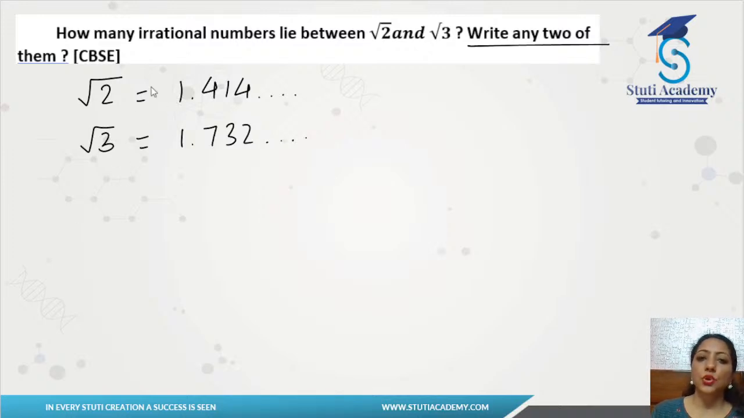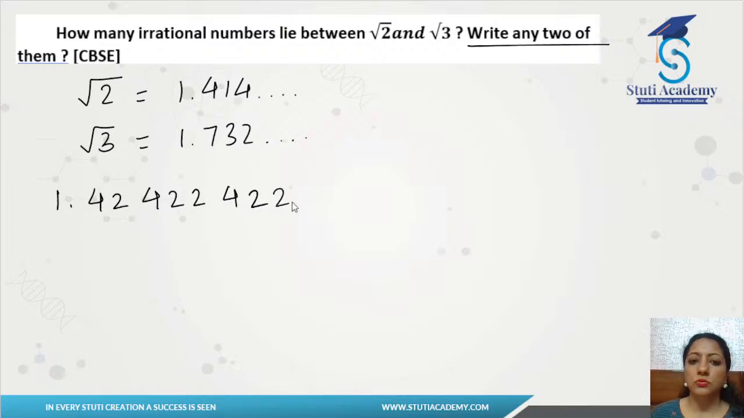So we know any non-terminating, non-repeating decimal number is an irrational number. So I have to write one non-terminating, non-repeating decimal number between these two. So I can write this as 1.424224222 and so on. So it's non-terminating, non-repeating. I can also write this as 1.515115111 and so on. So these are two non-terminating, non-repeating decimals. So they are irrational numbers. Also, they lie between these two numbers.